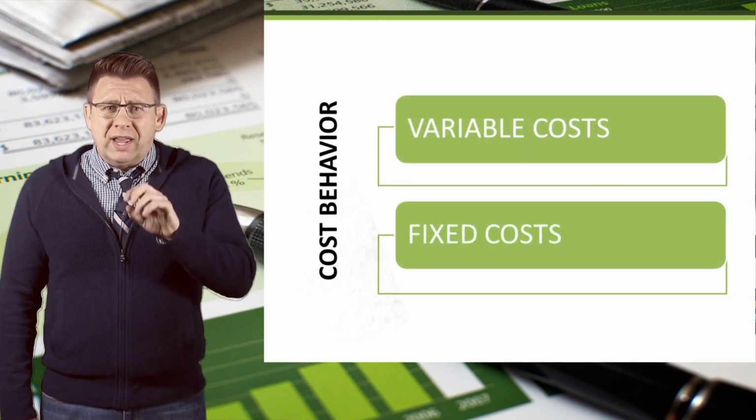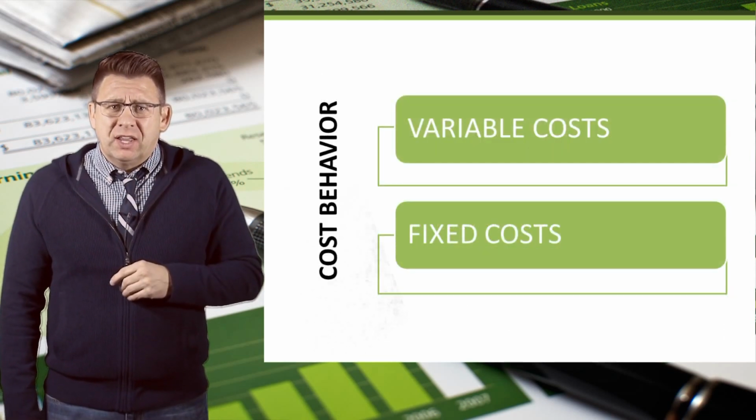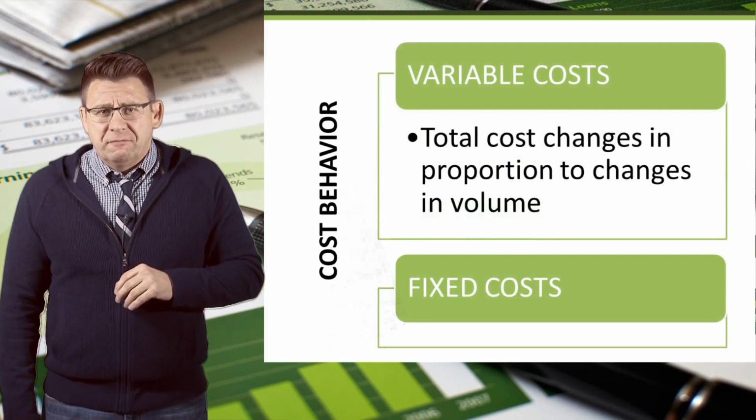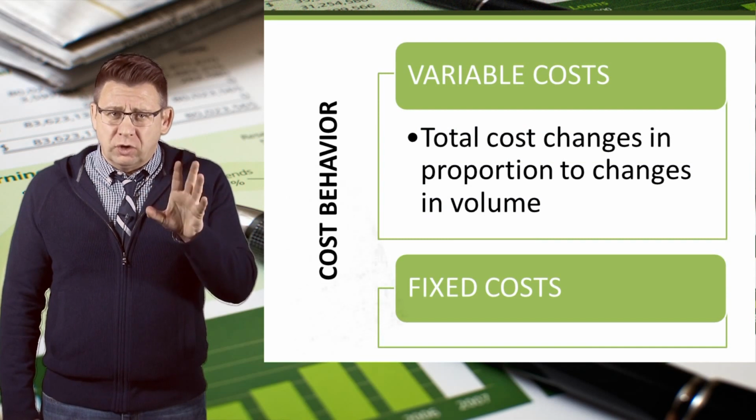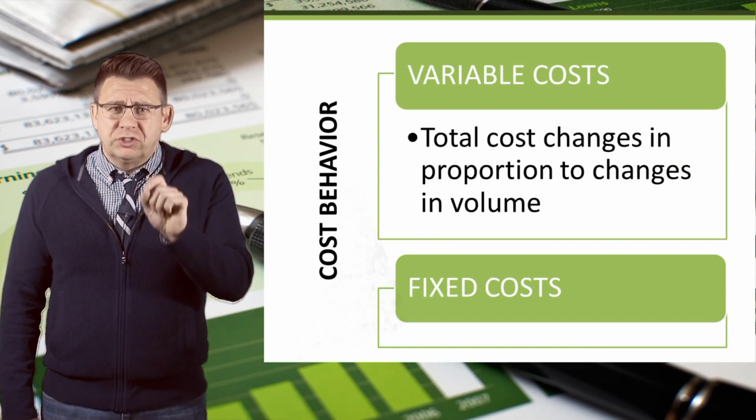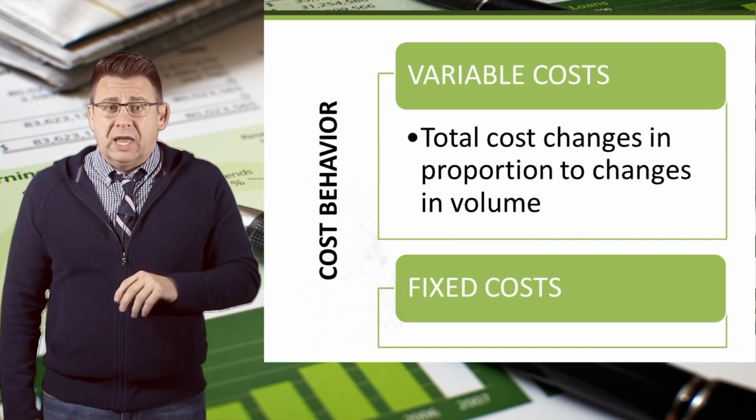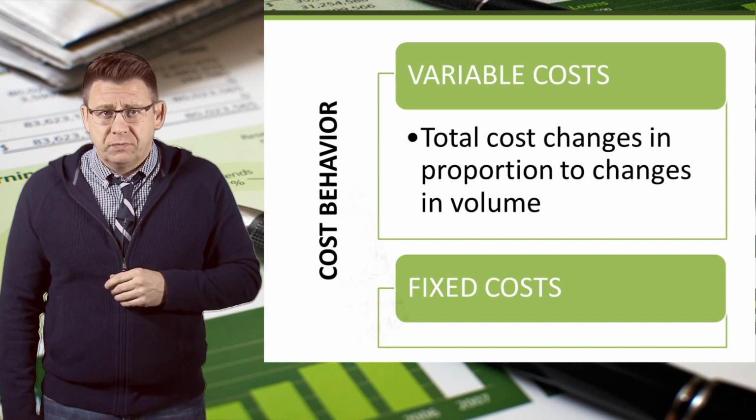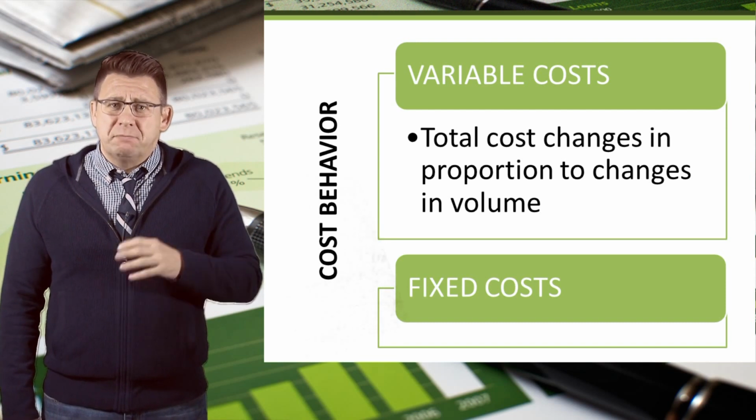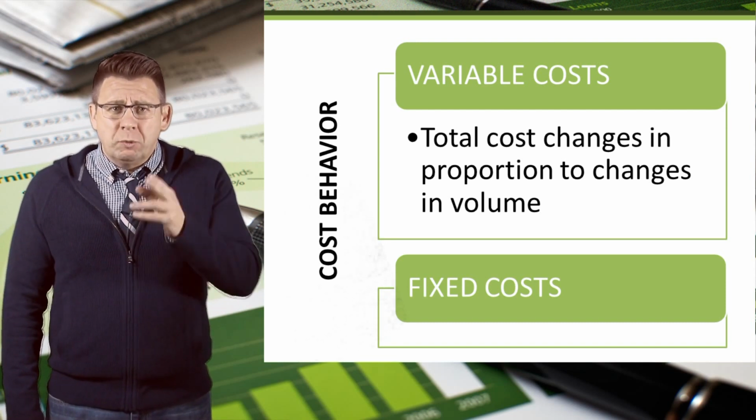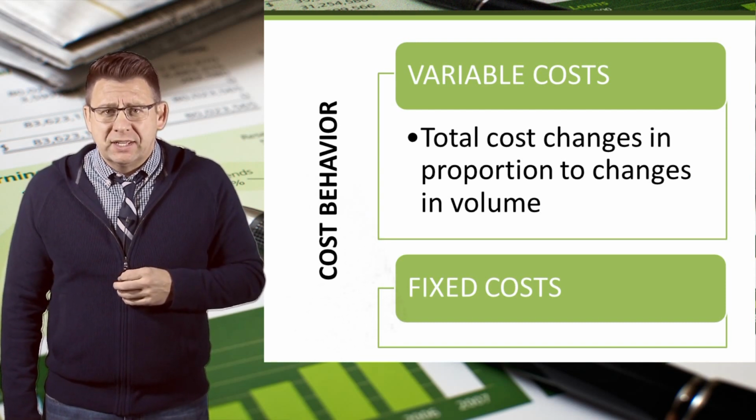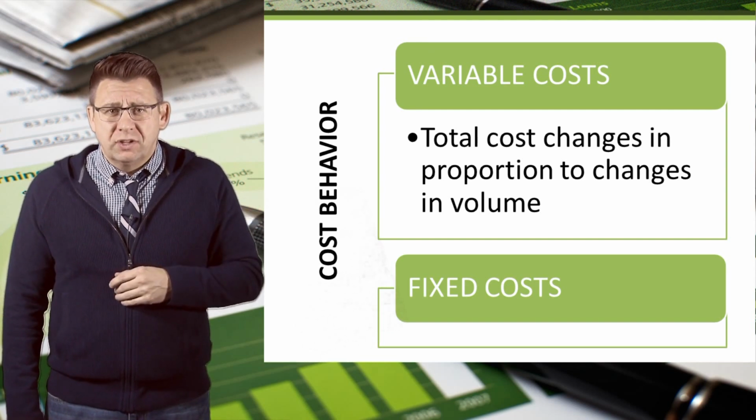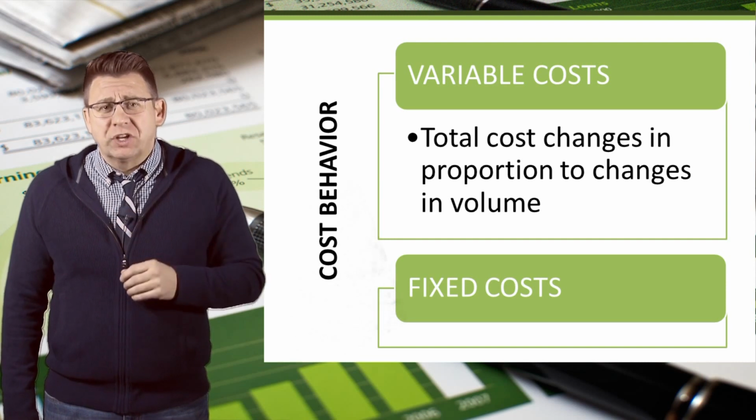There are two ways that costs can behave. They can either be variable or they can be fixed. Variable costs change in total in direct proportion to changes in volume. As volume increases, total cost increases. For example, McDonald's has many variable costs. One would be the cost of hamburger patties. As more hamburgers are sold, more patties are used, so the hamburger patty cost would go up.